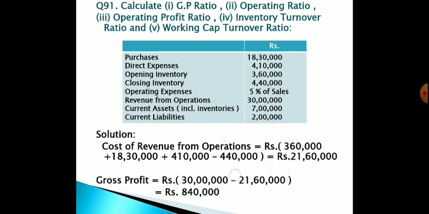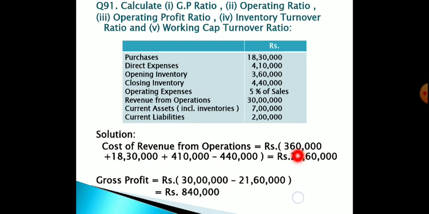So the formula for gross profit ratio is gross profit divided by revenue from operations into 100. So here first we'll find out the cost of revenue from operation, because we have revenue from operations over here. And if I find out the COGS, then from sales, if I deduct the cost of goods sold, I'll get the gross profit. So let us find the cost of revenue from operation, which is 3,60,000.